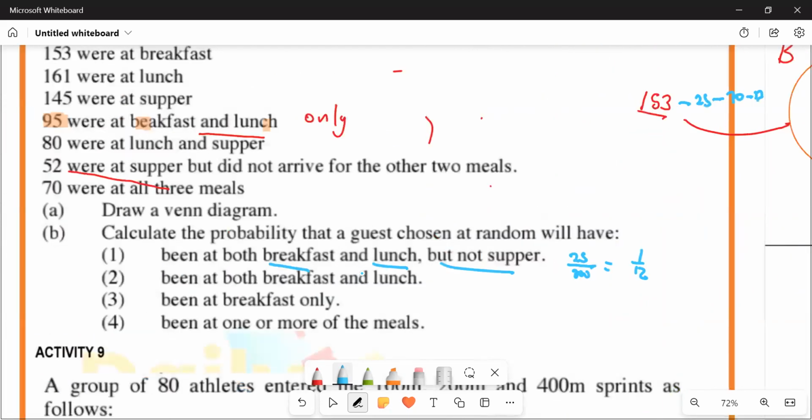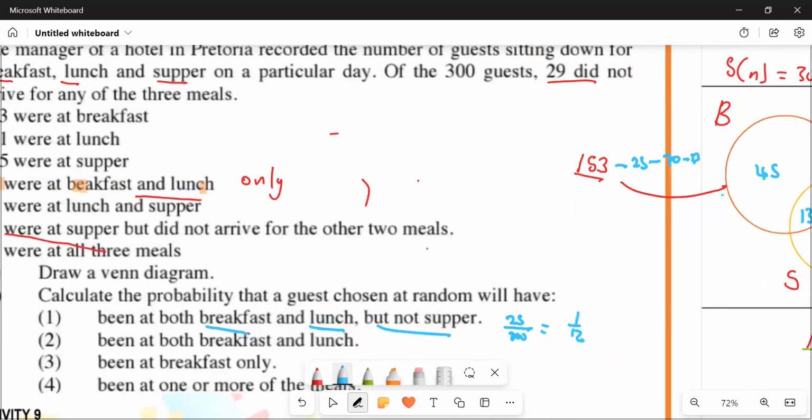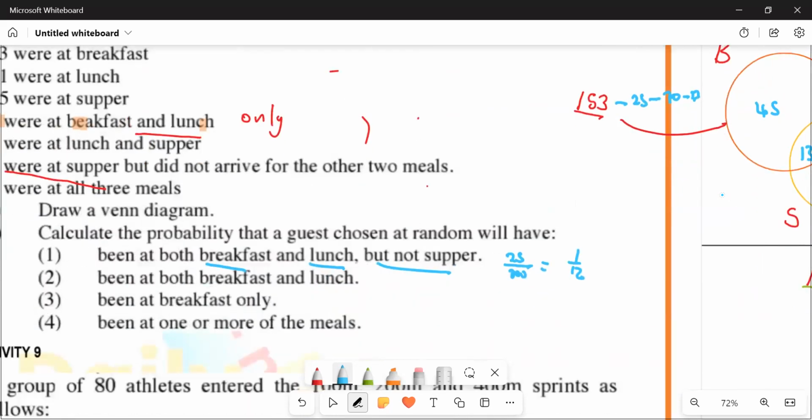Let's go to the next one, number 2. The probability that the person was at both breakfast and lunch. How many people were at both breakfast and lunch? It is 95. So you should differentiate between this 25 and 95. So we're going to have 95 over 300, and what you get for that is 19 over 60.